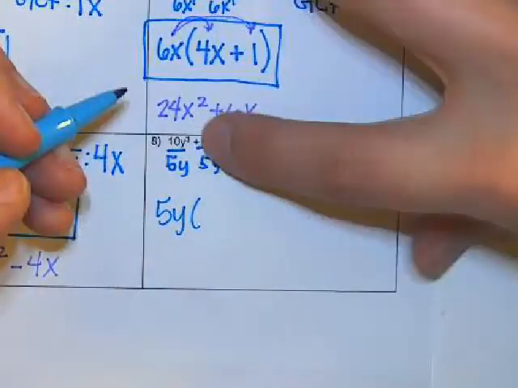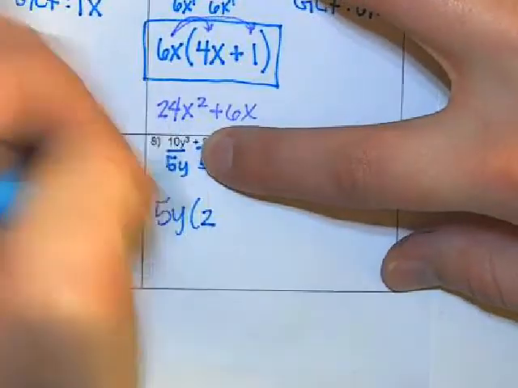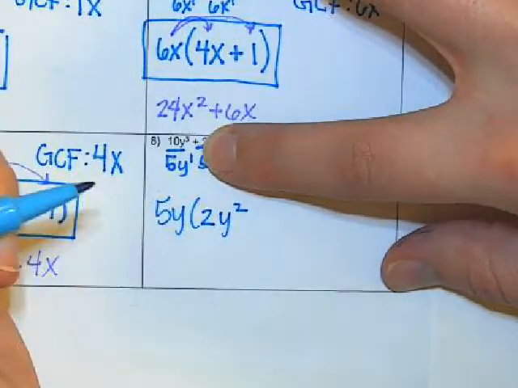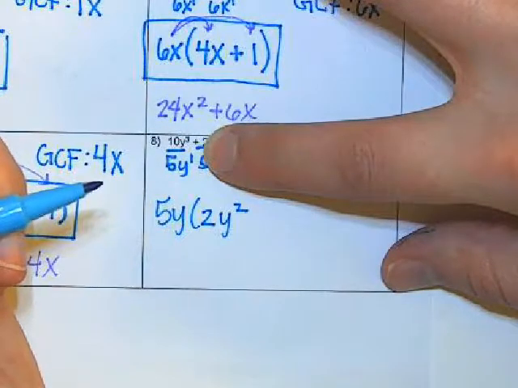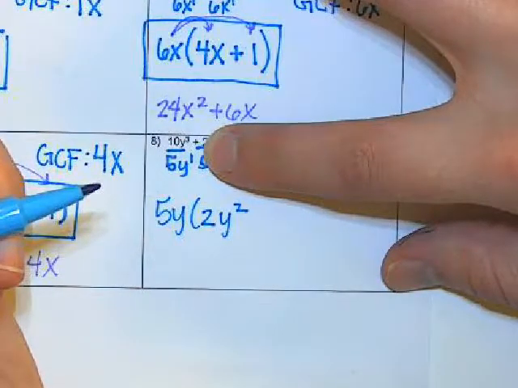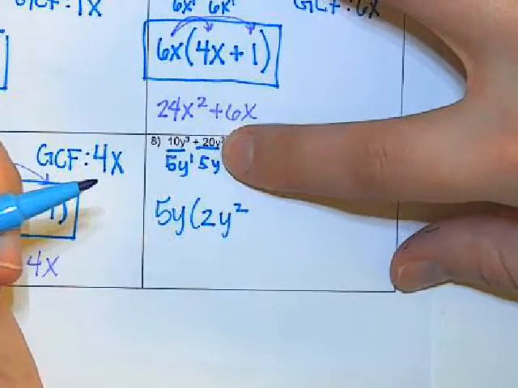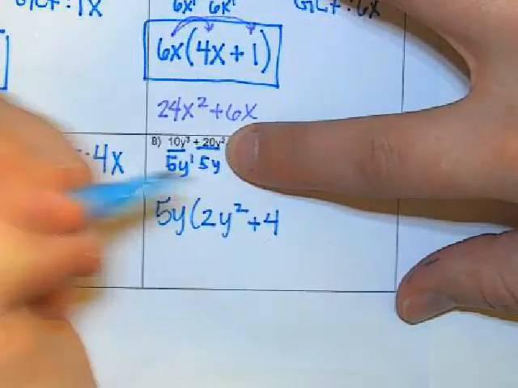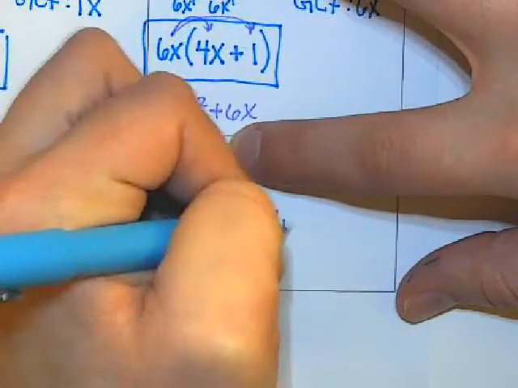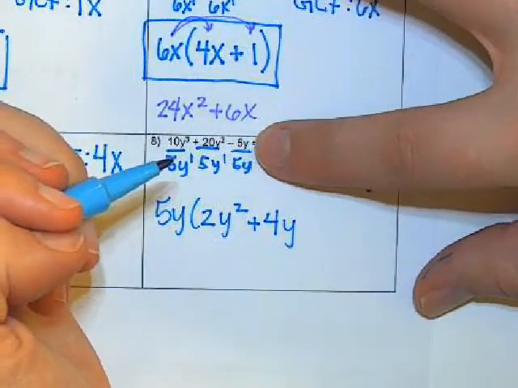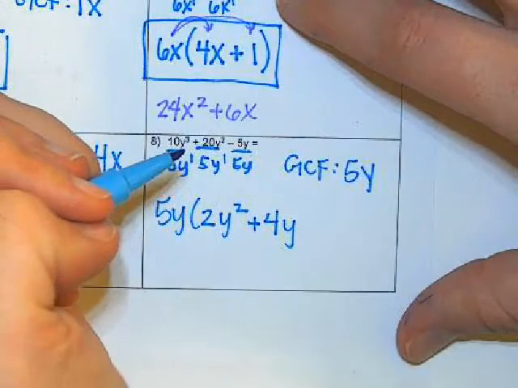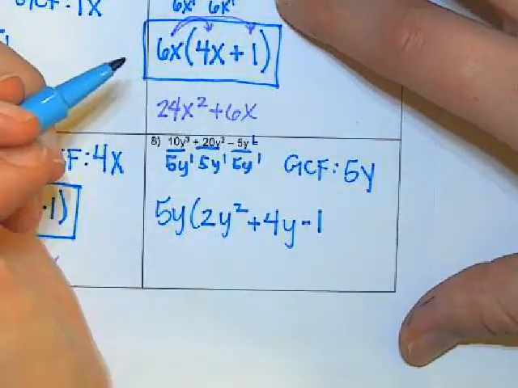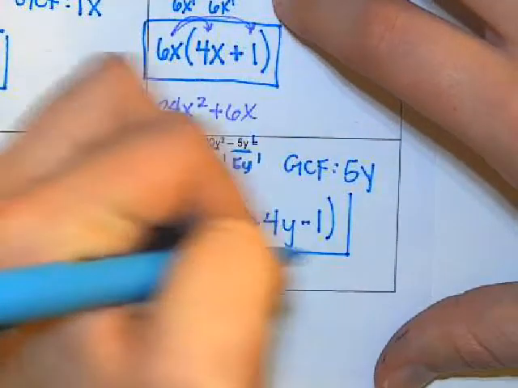Okay, 10 divided by 5 is 2. Subtract your exponents. 3 minus 1 is y squared. Okay, the next one. 20 divided by 5 is positive 4. 2 minus 1 is y. The last one, negative 5 divided by 5 is negative 1. 1 minus 1 is 0. Do I need a y? No, so that's my answer.